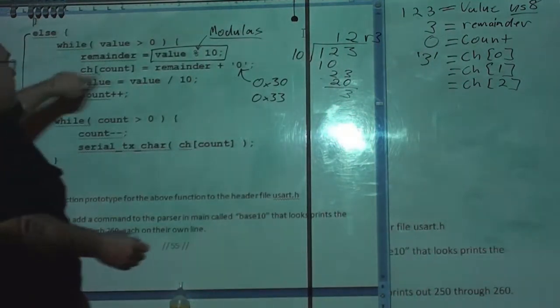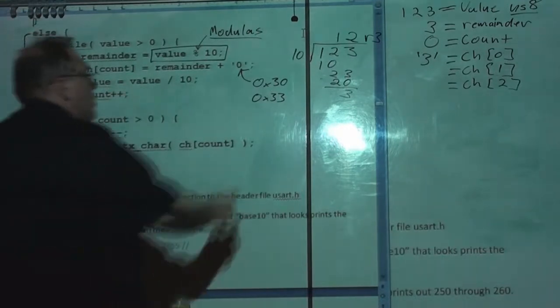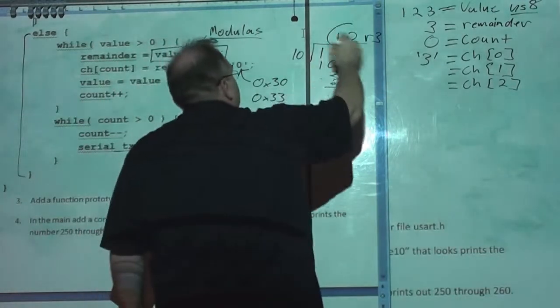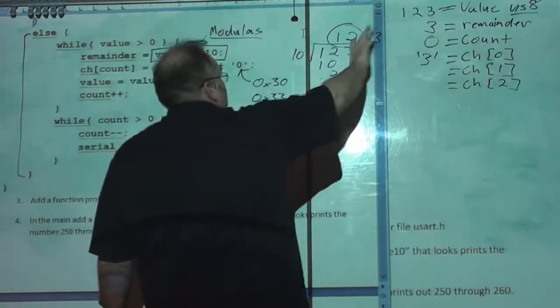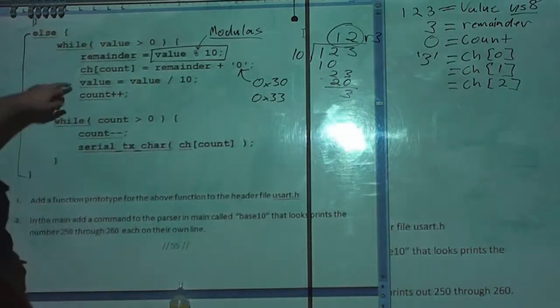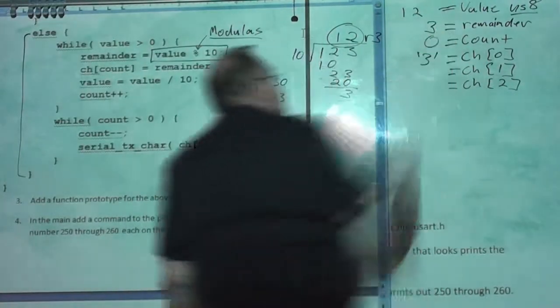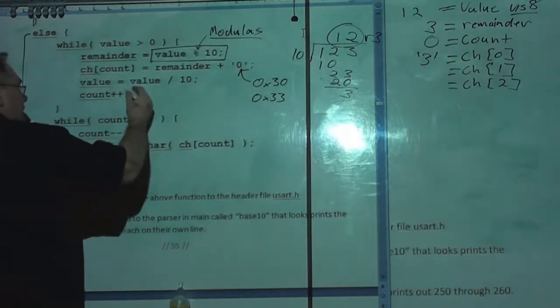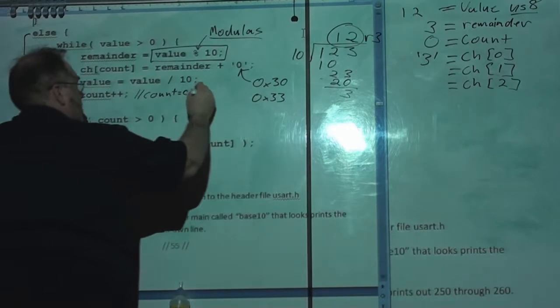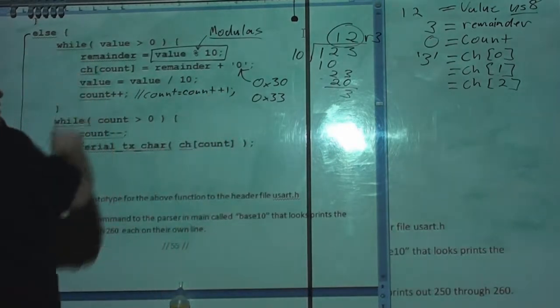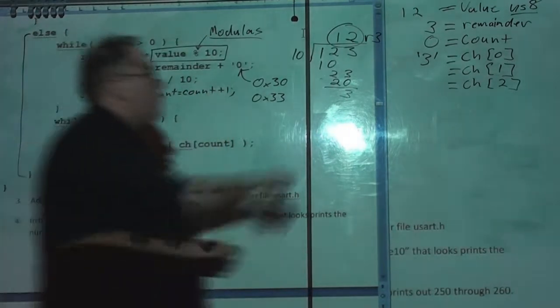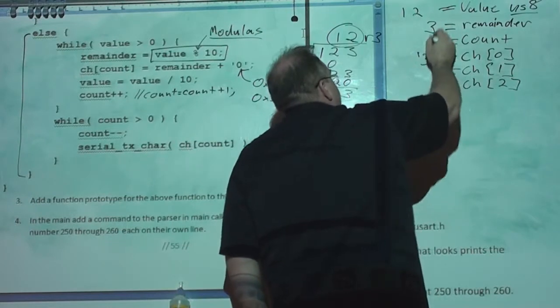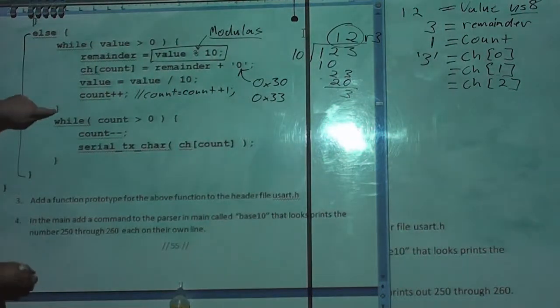Then we say value is equal to value divided by 10. Well, we know what value divided by 10 is. It's 12. And this is integer division, so the remainder is just truncated. So value is now 12. So value was 123, now it's 12. Then count++, this means the same thing as count equals count plus 1. So count++ just increments count. So count was 0. 0 plus 1 is 1. So count becomes 1. And then that's the end of the loop.